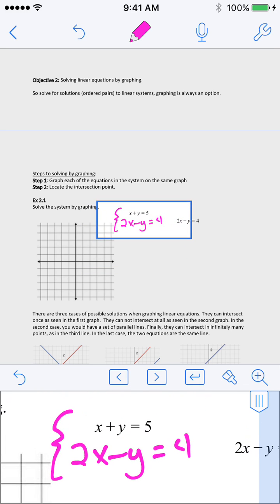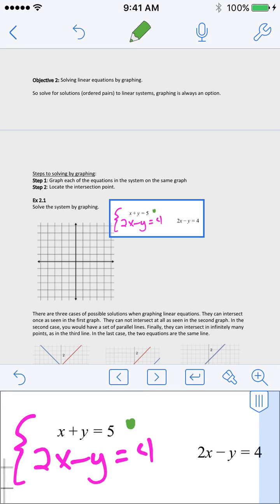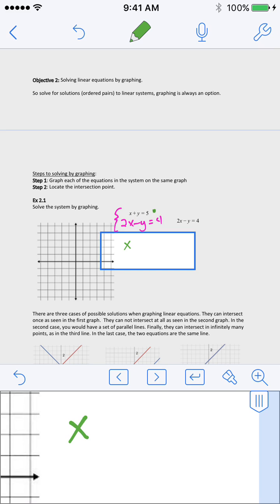Let's start with this first one. We'll make it green. I really like to use colors when it comes to these guys because it helps me keep my thoughts straight, which one I'm working with, whether I've graphed it or not, or worked with it or not. If you don't like colors, it's totally fine, but I will be using lots and lots of colors. So x plus y equals 5.